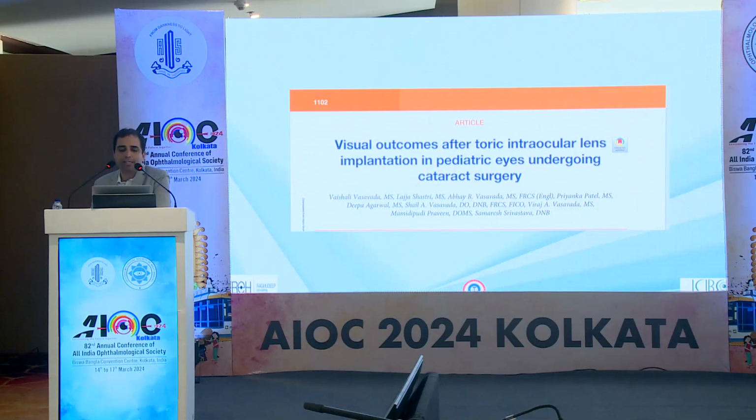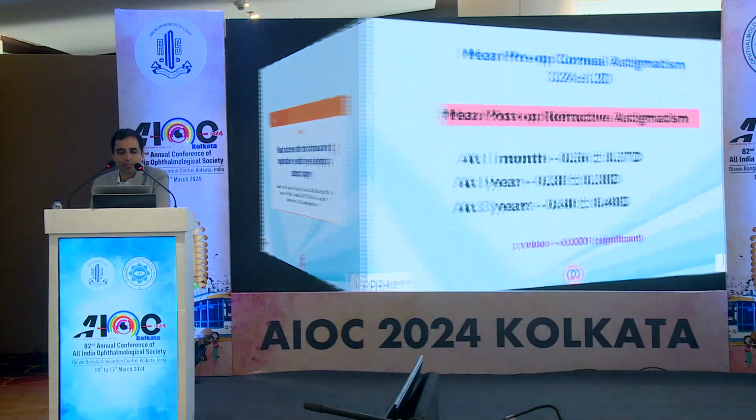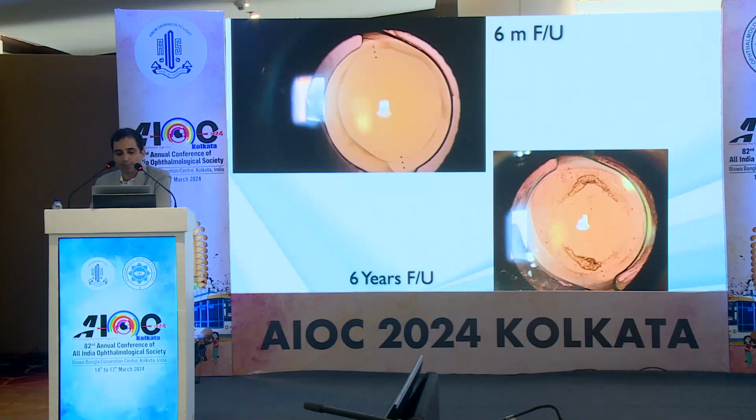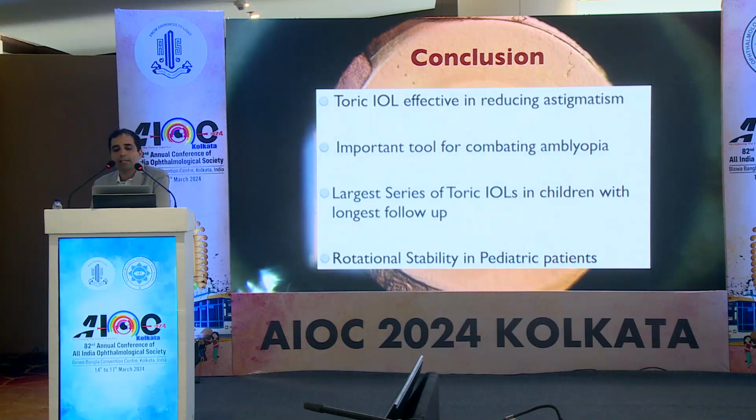So we published this data on visual outcomes of toric IOLs in pediatric eyes undergoing cataract surgery, and it's the largest cohort of pediatric eyes with toric IOL published so far in the literature. And we found that definitely there is a significant, predictable reduction in the post-operative corneal astigmatism lasting even up to 3 years, which was the follow-up published data. And they remain stable even with the posterior capsulorhexis or an intact posterior capsule. So they are effective in reducing astigmatism, particularly in older children.